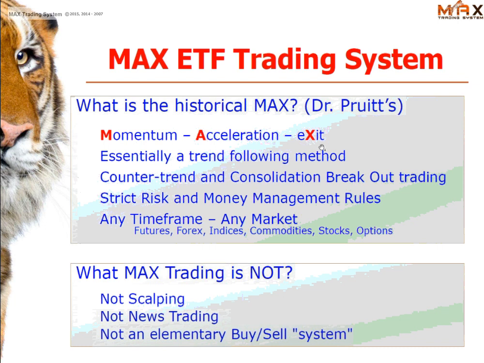And then the X stands for exit. And we have two types of exit. We have partial exits and we have a final exit. The partial exit is what I have called previously the scale out technique. And then the final exit, at some point we close the remaining position we are holding because the trend is exhausting.